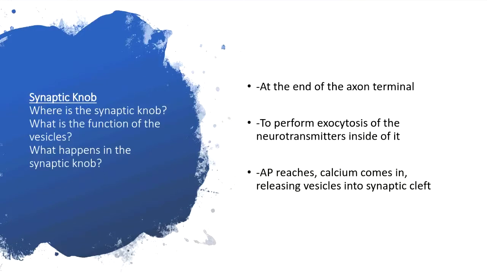Now we're getting into more details. So what happens in the synaptic knob? Well, the action potential reaches it, of course. Remember, there were calcium-gated channels that are activated that allow calcium into the synaptic knob for the release of these vesicles. Okay, these vesicles will not be released if calcium does not come in.